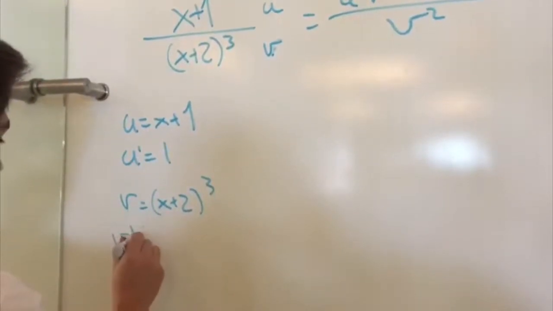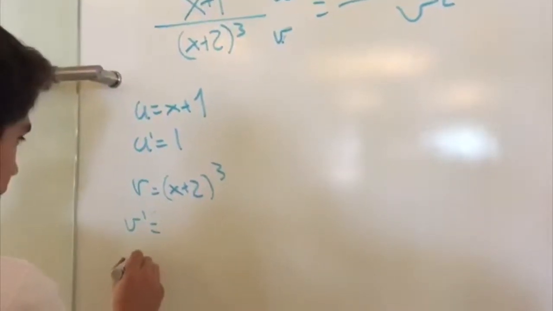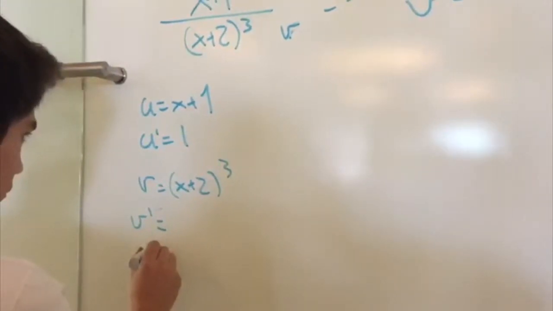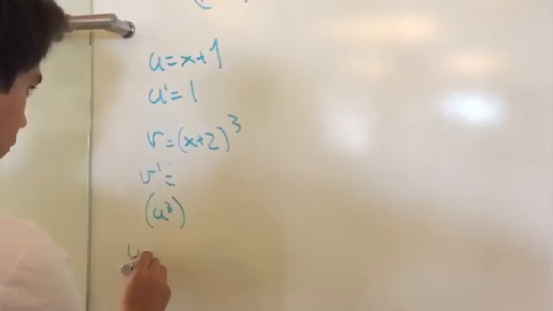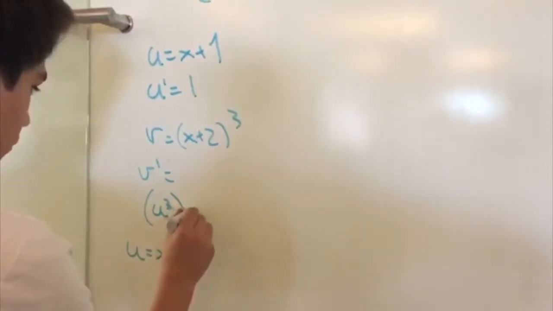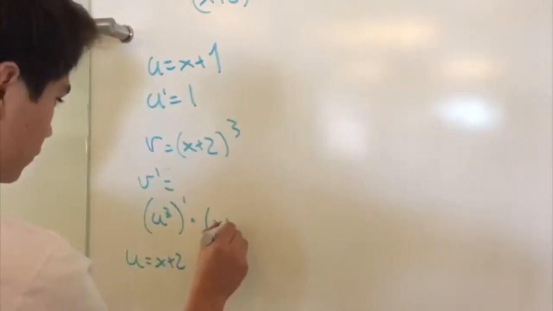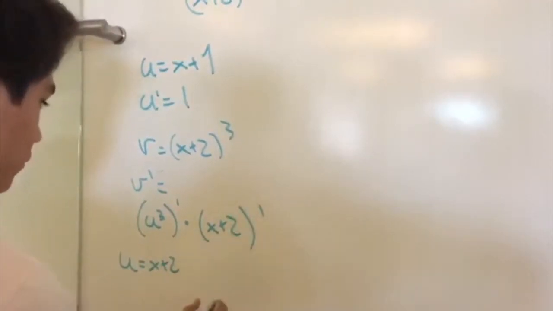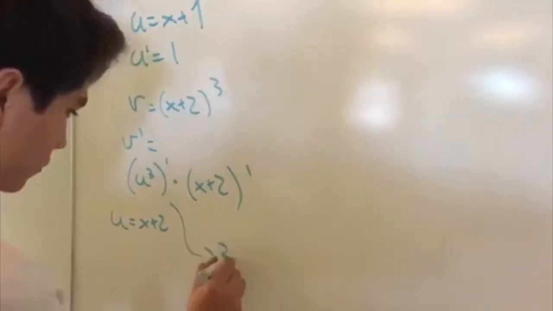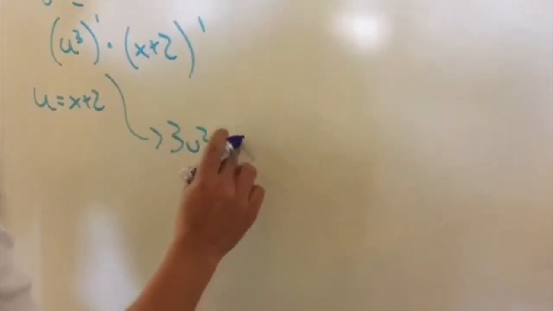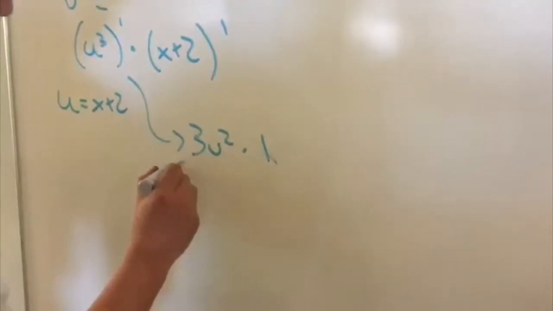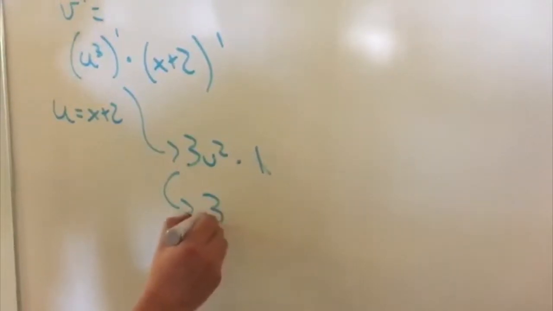Now we have to find the derivative of v. But what do we have here? We have something raised to the cube. We have to use the chain rule. We have already used the chain rule before, so you shouldn't have problems solving this one. This one's easier. We can see that the derivative of u to the cube will be 3u squared, and that we have to multiply it by the derivative of x plus 2, which is just 1.